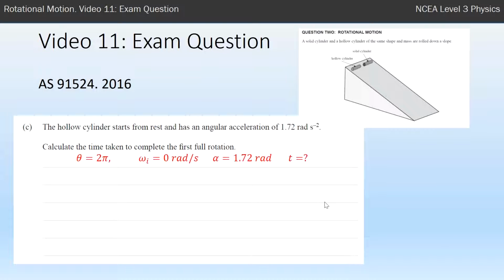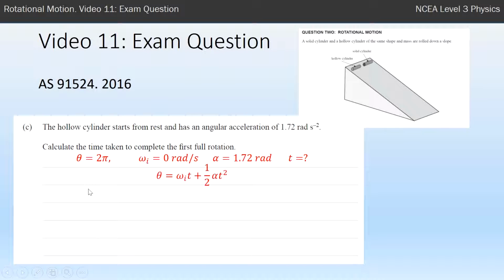What I'd do is write down what I've got. Whenever I'm using the rotational equations of motion, I write down what I have. So I have the initial speed from rest, which is 0 radians per second. I have the angular acceleration, 1.72 radians per second squared. Sorry about that. And I have the time taken to do the first full rotation. This is in words, but as a mathematical quantity, one rotation is 360 degrees, or 2 pi radians.